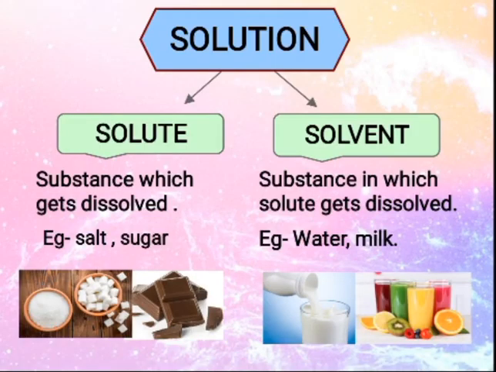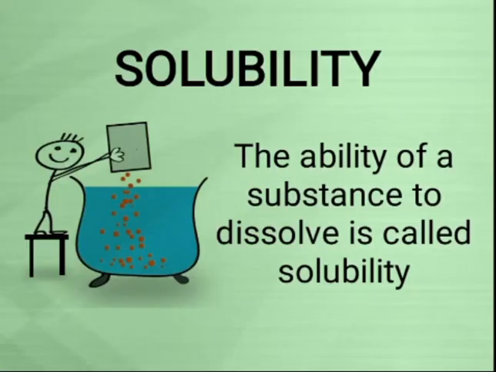So children, solution mainly consists of two components, solute and solvent. What are solutes? Solutes are the substances which get dissolved. For example, salt and sugar. Whereas the solvent is the substance in which solute gets dissolved. Example, water and milk.